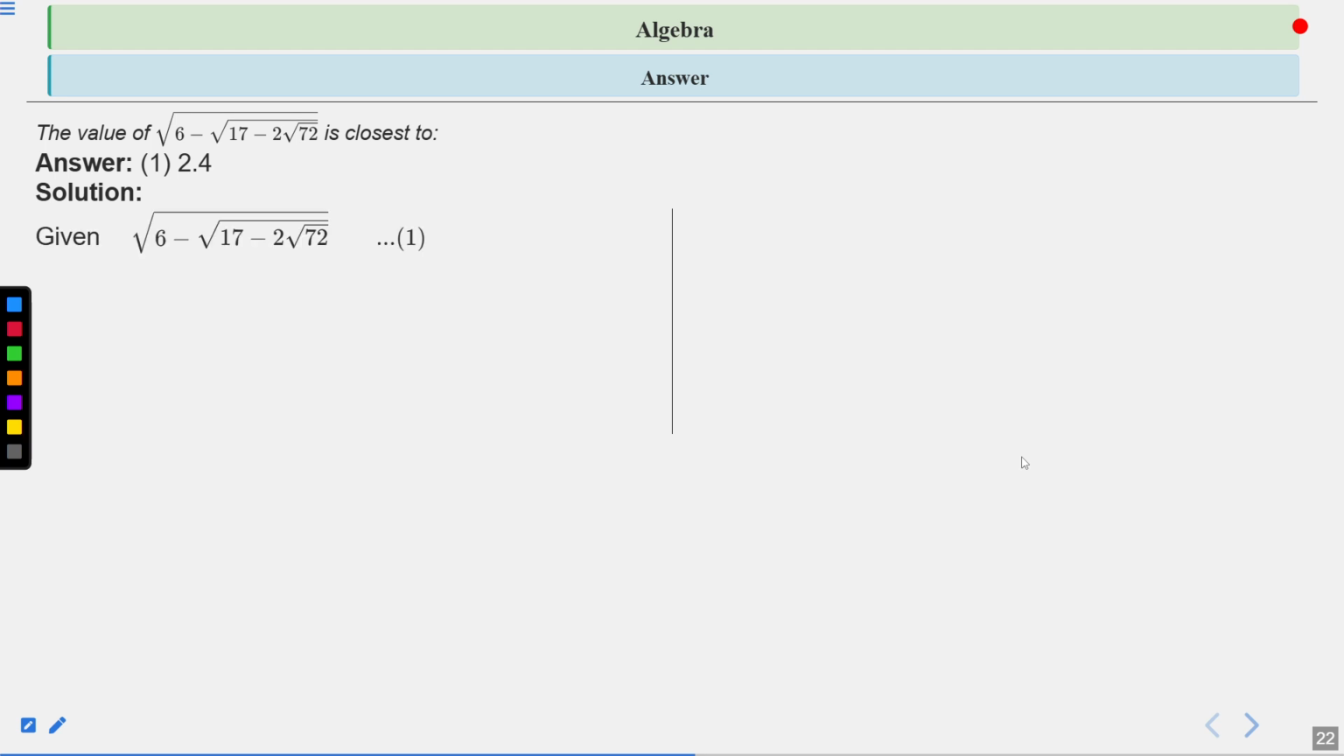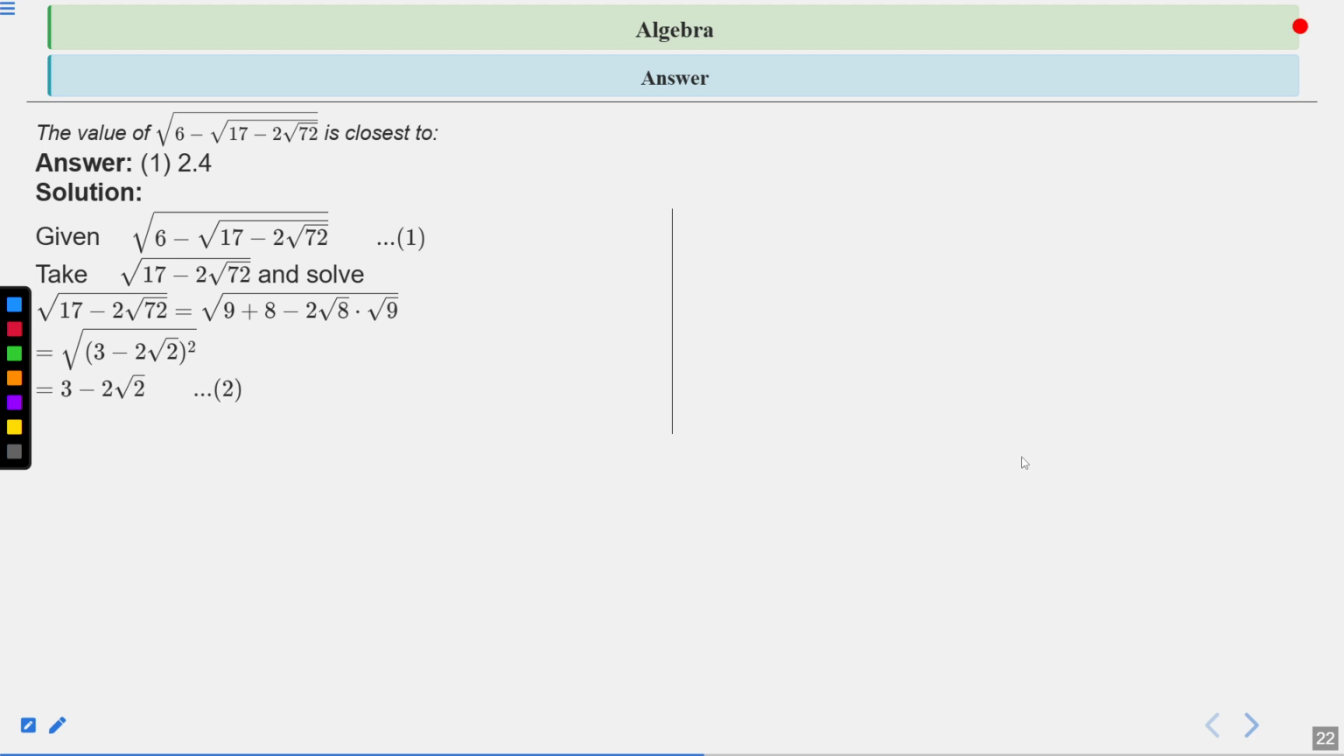Given that under root 6 minus under root 17 minus 2 under root 72, this is our first equation. When we visualize it, we can take under root 17 minus 2 under root 72 and solve this inner root first. We can write under root 17 minus 2 under root 72 equals under root 9 plus 8 minus 2 times under root 8 into under root 9. We can write it as under root 3 minus 2 root 2 whole square, a minus b whole square. Simplifying it, we get 3 minus 2 root 2. This is our second equation.